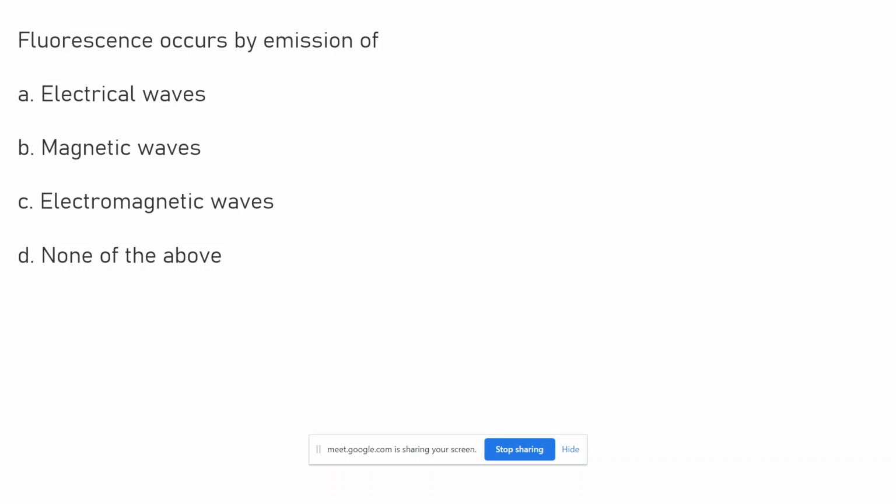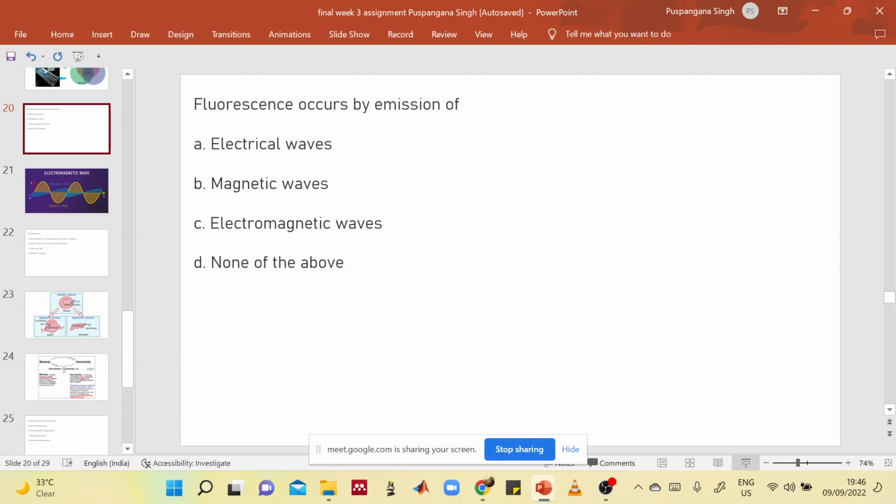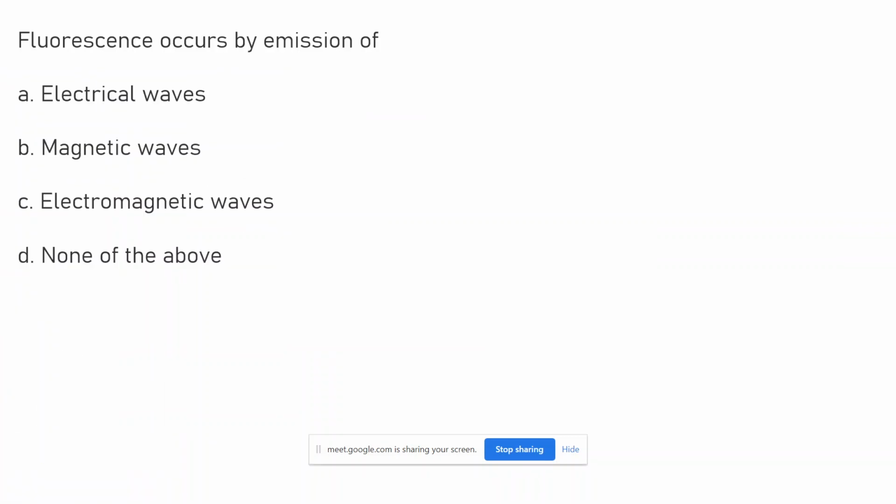Now the next question: fluorescence occurs by emission of electrical waves only, magnetic waves only, electromagnetic waves, or none of the above. So if you know, you can write the answer in the chat box. Yes, so the correct option is that fluorescence occurs by emission of electromagnetic waves.